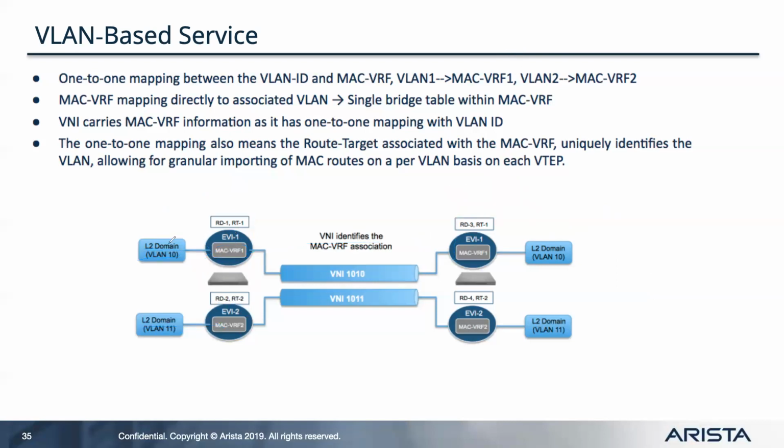Any question on what is VLAN base, what is MAC VRF, different MAC VRFs, and why we need to have different RD and RT values in VLAN base?